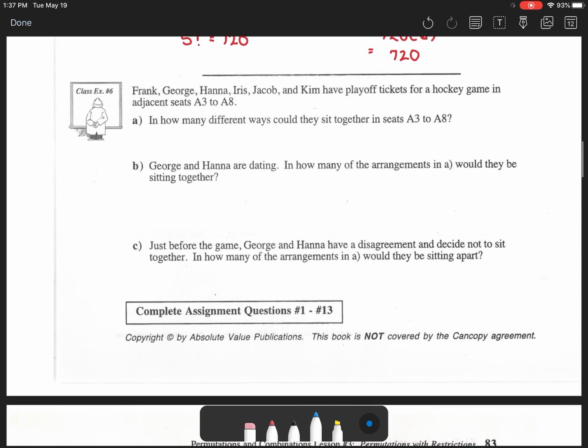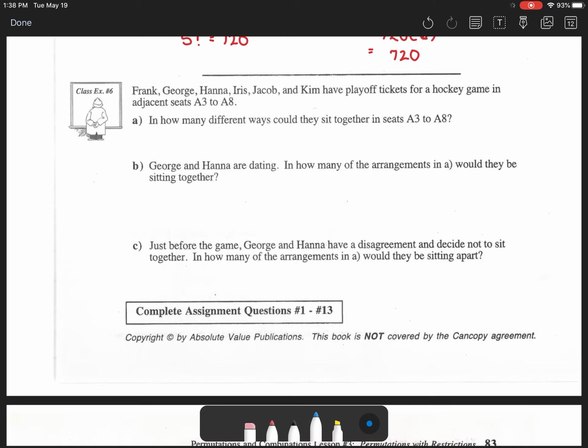All right, last question for today, and then you'll have some time to practice this. Frank, George, Hannah, Iris, Jacob, and Kim have playoff tickets for a hockey game in adjacent seats A3 to A8. In how many different ways could they sit together in A3 to A8?